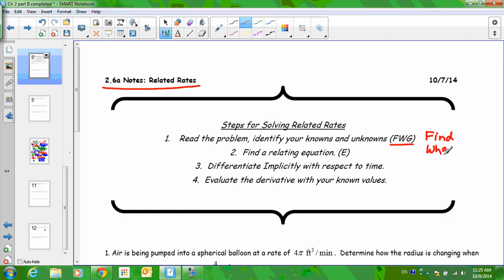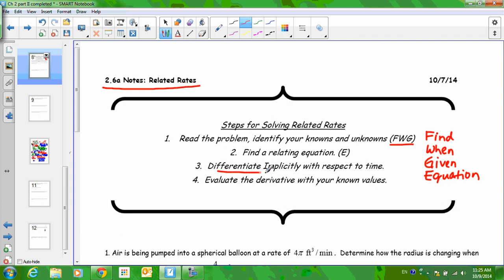The W stands for when, this is like what we know at that moment in time. Okay, the G stands for given. These are usually rates that are given that are true throughout the problem. Step 2 says find a relating equation. So this E right here, E stands for equation. And what does that spell? FWGE. This is what we're going to always identify at the beginning.